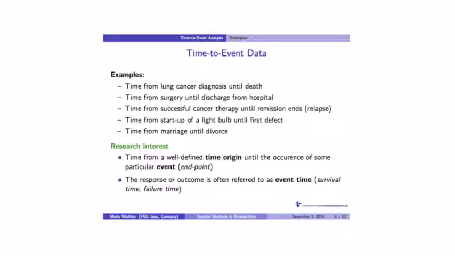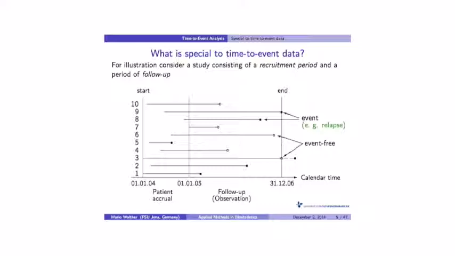But what is special to time to event data? Let me explain it via this diagram. Here for illustration I consider a hypothetical study consisting of a 1 year recruitment period and a follow-up period of 2 years. So we have a study of 3 years duration. In the first year, patients went into the study, and after the recruitment period, patients were followed up for 2 years again.